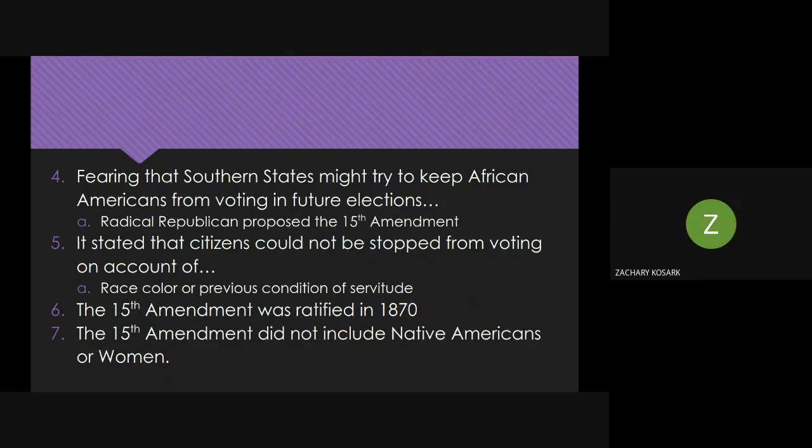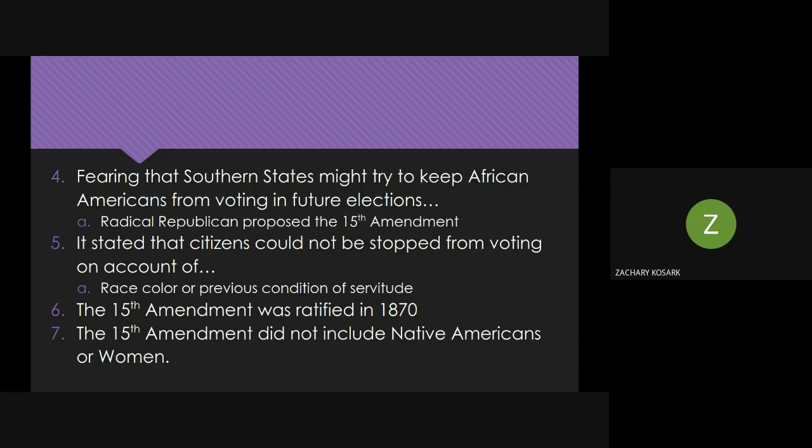He is more geared towards, we need to stop the things that are going on in the South as far as the mistreatment of African Americans. And one of the things that he and Congress at the time do is that they fear that Southern states later in history might decide they're going to keep African Americans from voting in future elections, which they do. So radical Republicans propose the 15th Amendment, and this is the last amendment that we talk about in terms of the Civil War Reconstruction Amendments.